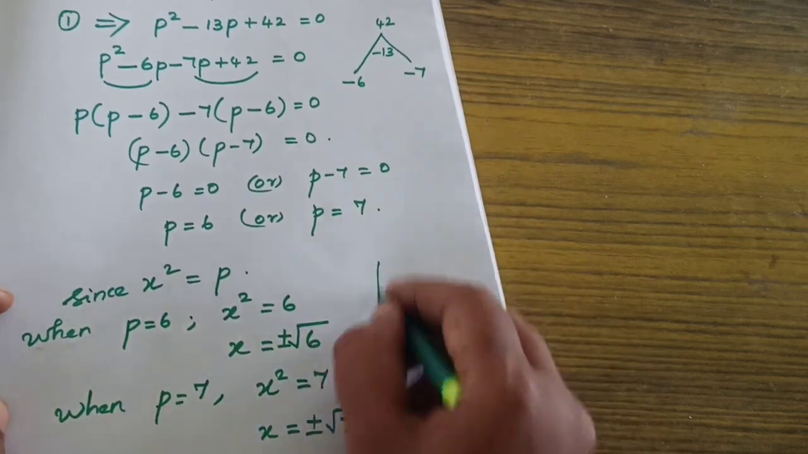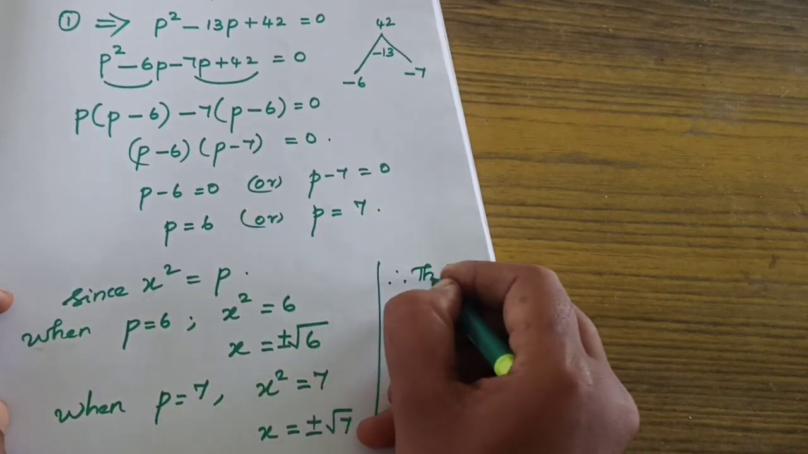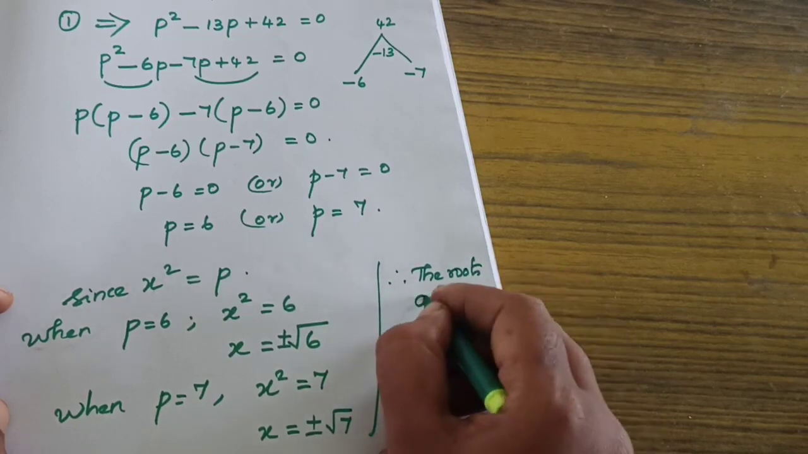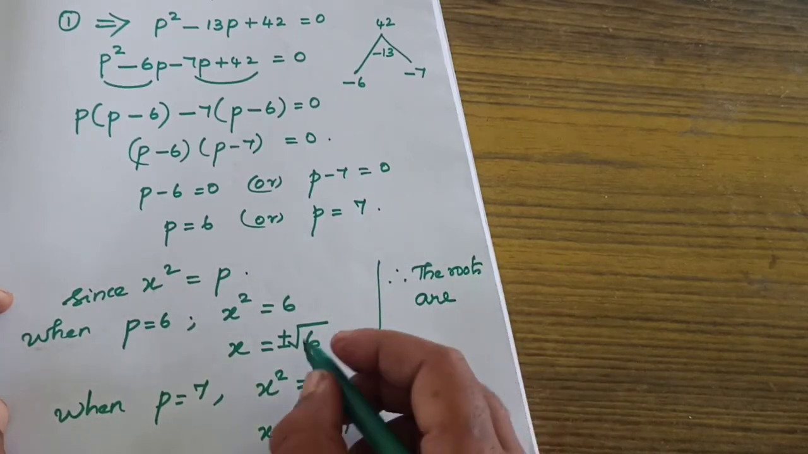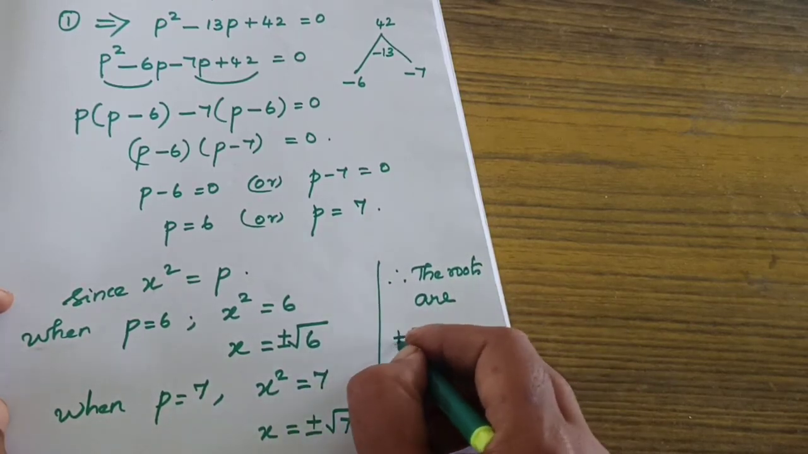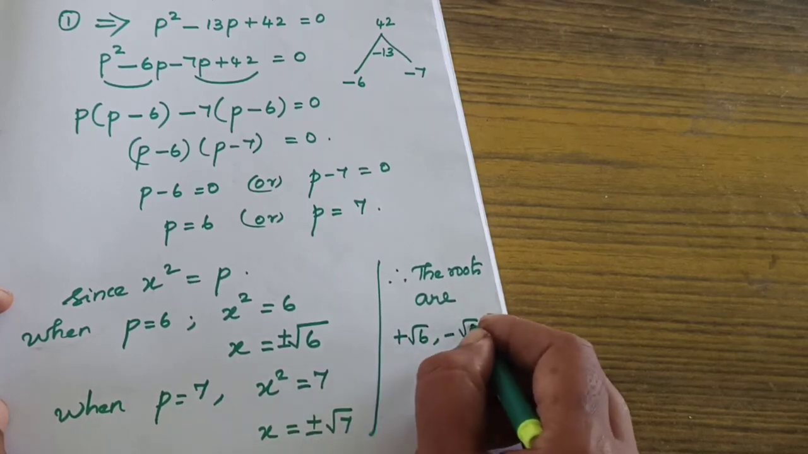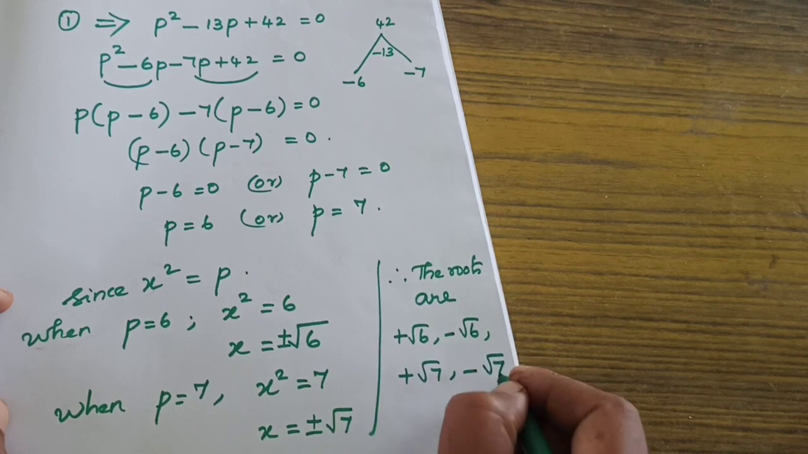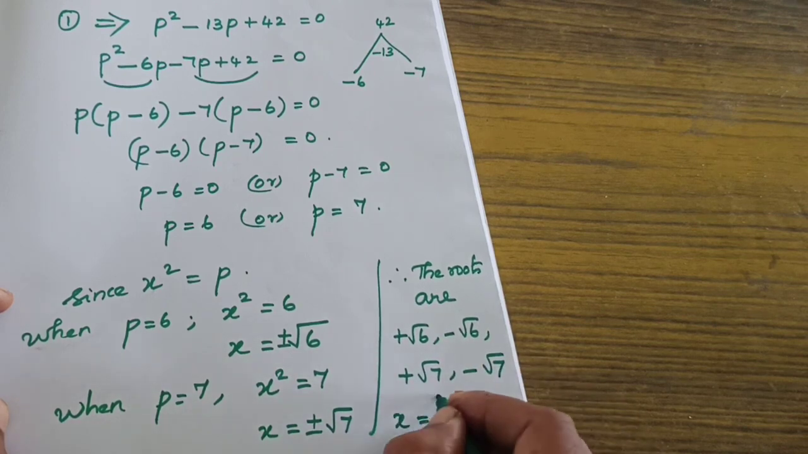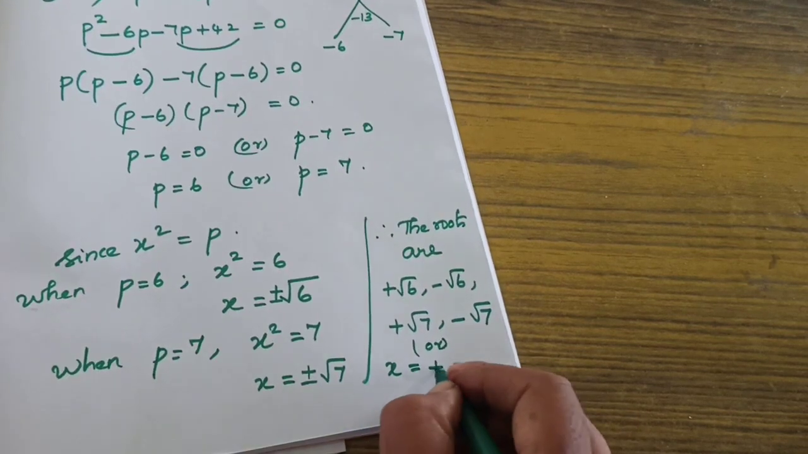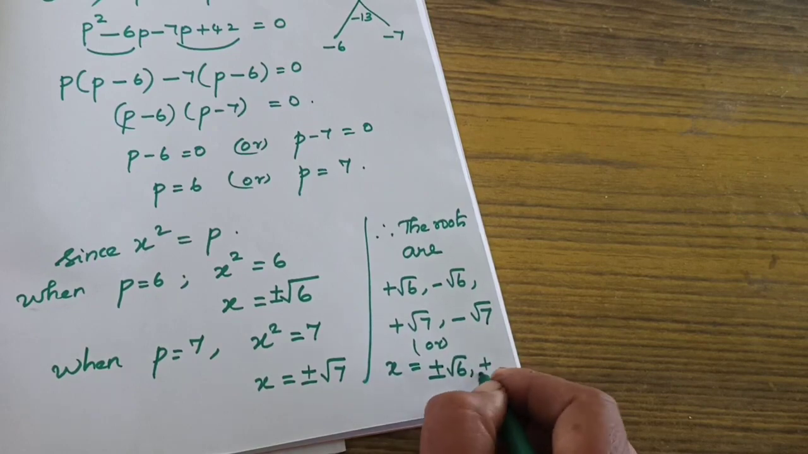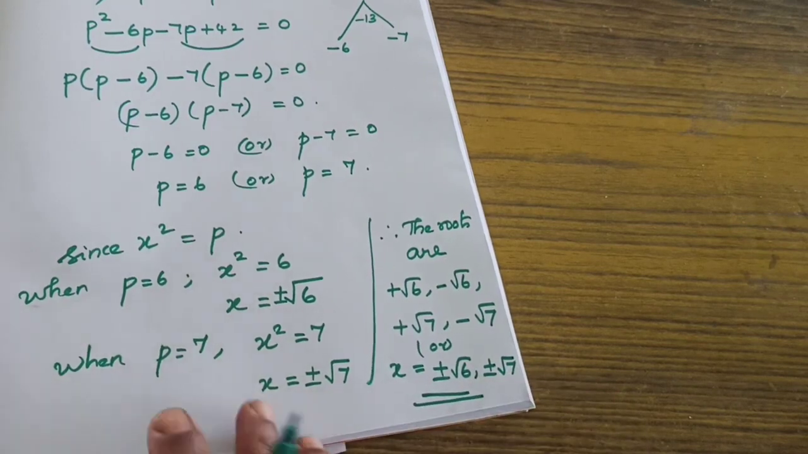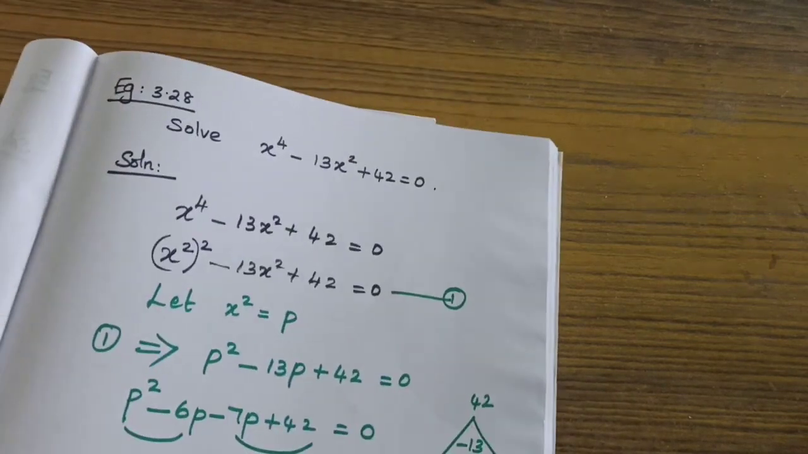So what are the factors? Sorry, the roots. What are the roots? 4 roots. Plus root 6, minus root 6, plus root 7 and minus root 7. Otherwise, x equal to, or you can write it as plus or minus root 6, comma plus or minus root 7. That's all. So once again, see this question.